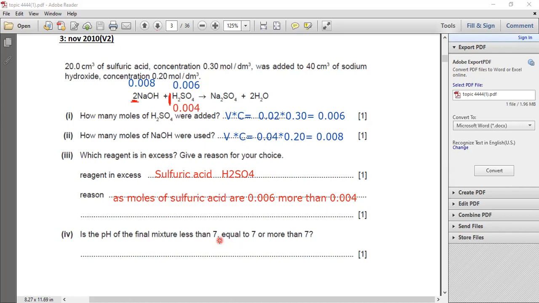Is it clear for everyone? H2SO4 is in excess, we have extra H2SO4, more. So this is an acidic medium. So the final mixture is less than 7, because as you know from acids, bases and alkalis, the pH of an acid is less than 7. Now I'm ready to receive any comment from anyone.